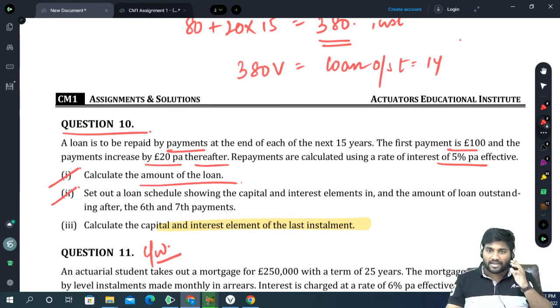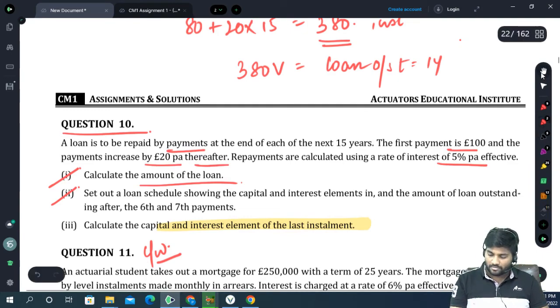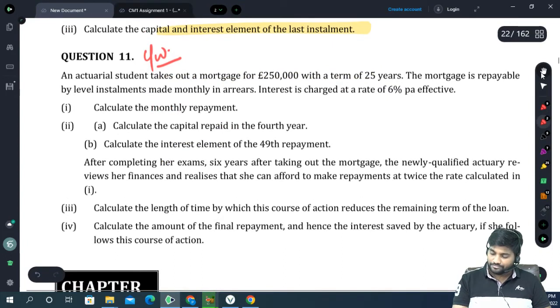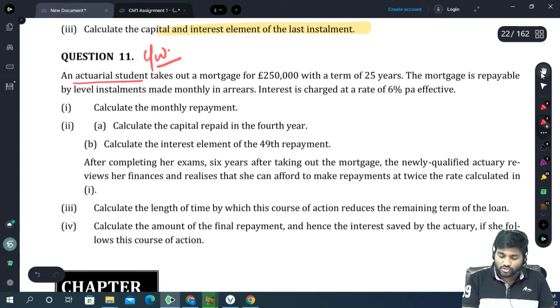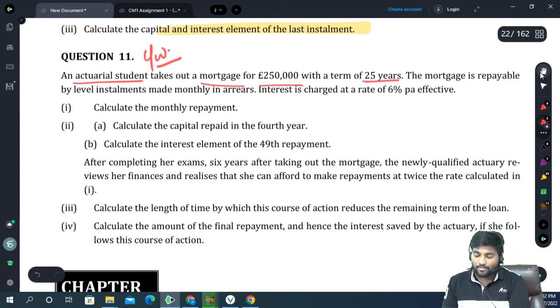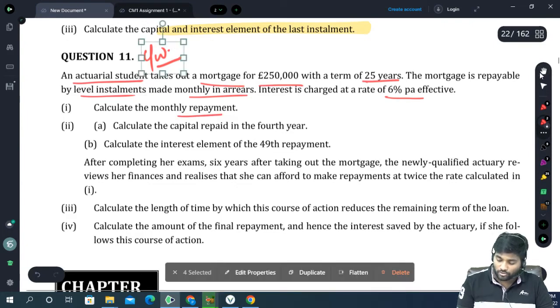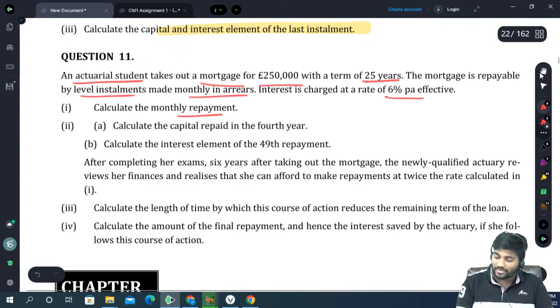Done with this question number 10. Now first look at question number 11. An actuarial student takes out a mortgage for 2,50,000 with a term of 25 years. The mortgage is repayable by level installments made monthly in arrears. Interest is charged at 6%. Calculate the monthly repayment. So how to do this? How to calculate the monthly repayment? Please tell me.